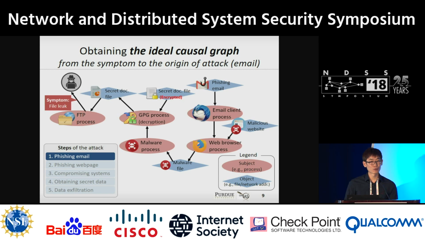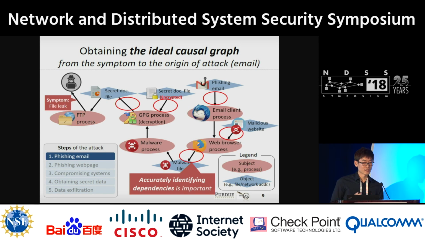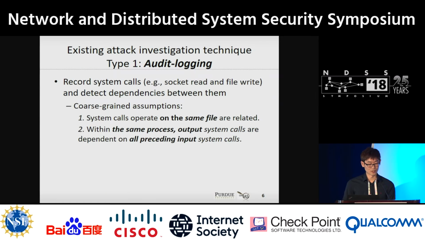Before my work, there were 2 existing attack investigation techniques called audit logging and taint analysis. Unfortunately, using these 2 existing analysis tools to get this ideal causal graph is not easy. This is because they have difficulty accurately identifying dependencies between system subjects and objects. So now let me explain why the existing techniques have difficulty accurately identifying dependencies.